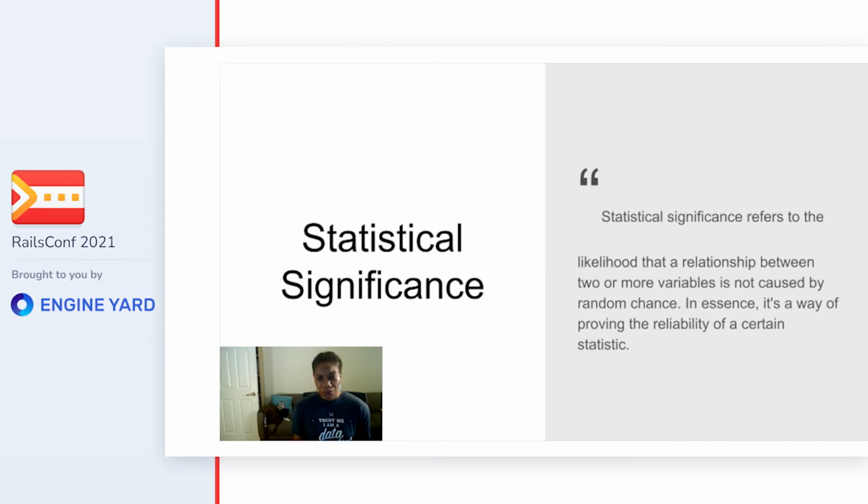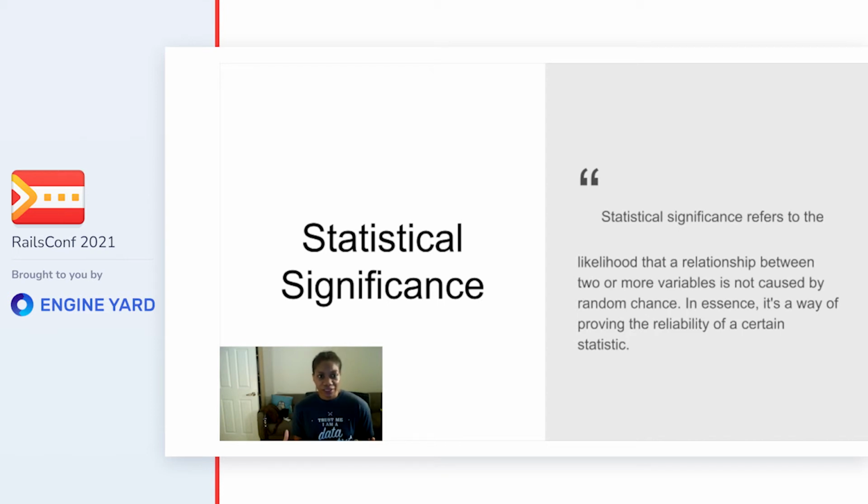Now, if control is better than the pink button, does that mean control is always better than the pink button? No, and this is where something called statistical significance comes into play. Statistical significance just means how certain are we that if we repeat this experiment, we are likely to get the same result? So this is a percentage from 0 to 100. And of course, the higher the percentage, the more confident we are in our results.